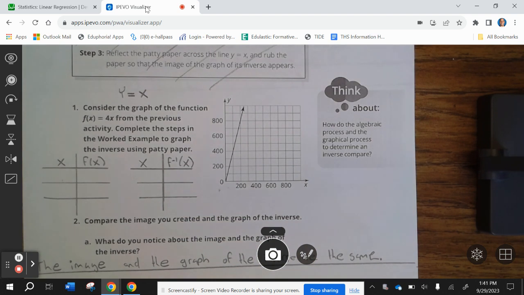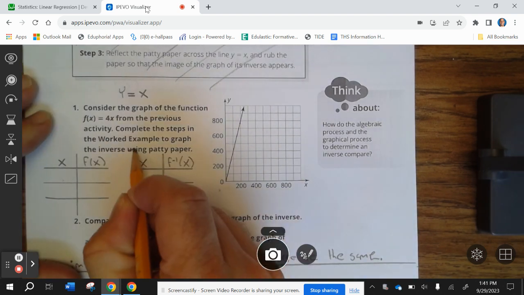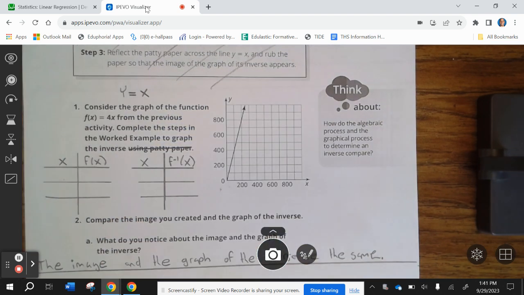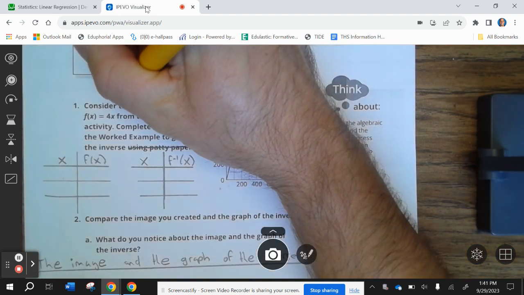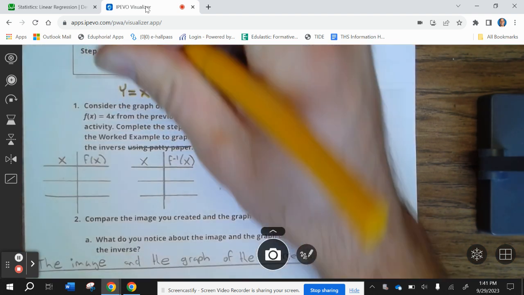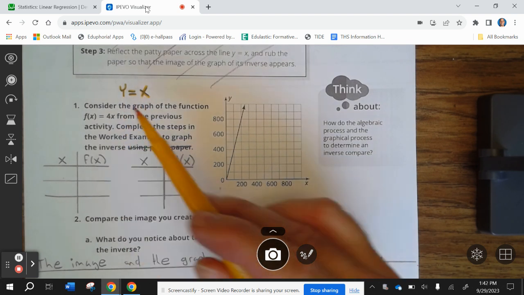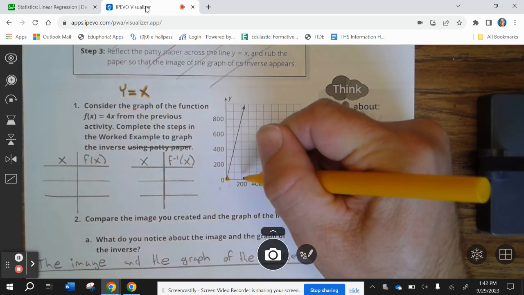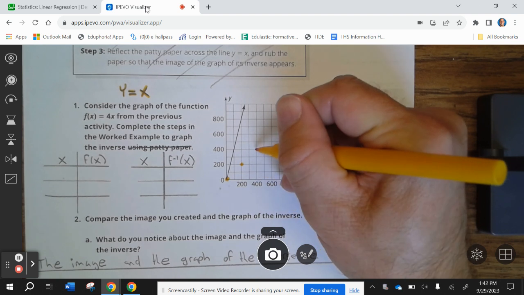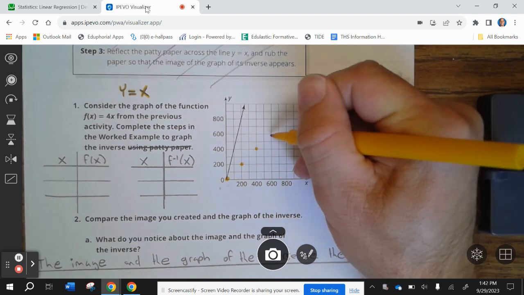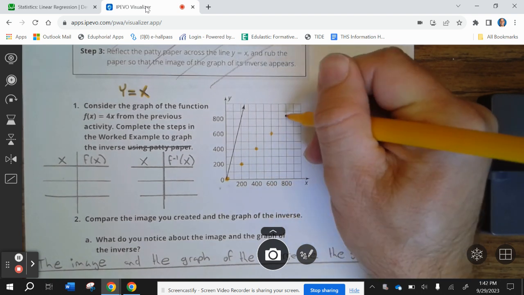Consider the graph of the function f of x equals 4x from the previous activity. Complete the steps in the worked example to graph the inverse. We're not going to use the patty paper. All right, so first thing, let's graph y equals x. So basically what you notice is y and x are the same numbers. So 0, 0, 200, 200, 400, 400, 600, 600, 800, 800.